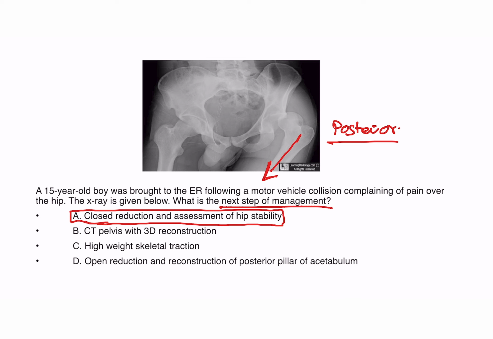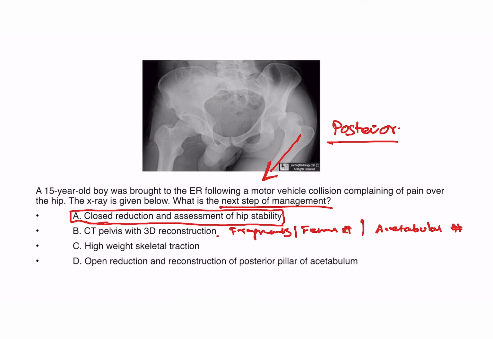CT pelvis with 3D reconstruction, probably after reduction, you can put the patient in CT and look for any small fragments or pieces inside the joint. You can look for an associated femur fracture, or when you are trying to reduce, you could have fractured the femur, or an associated acetabular fracture. So you may need a CT pelvis with 3D reconstruction after reduction.